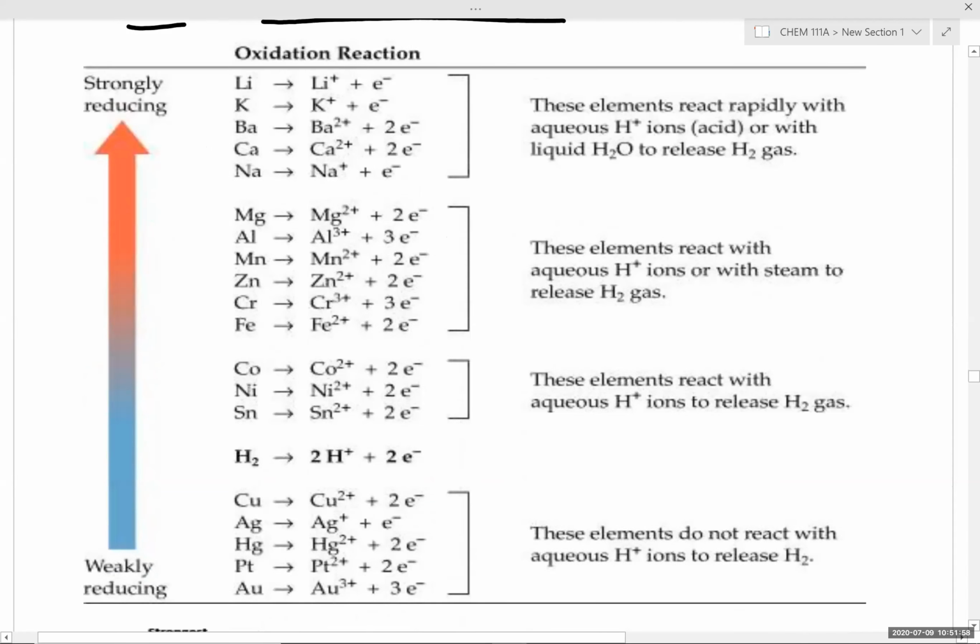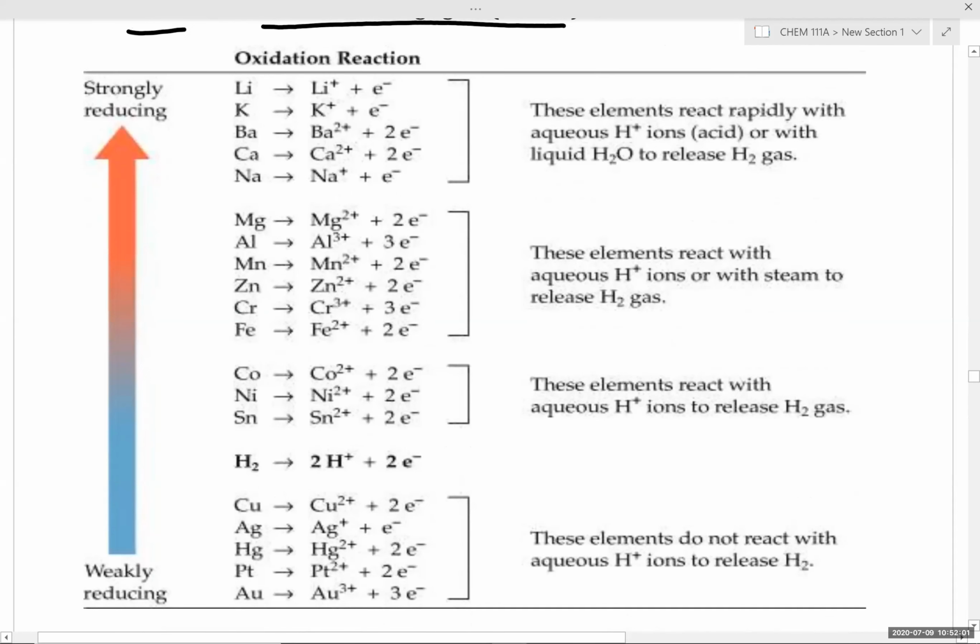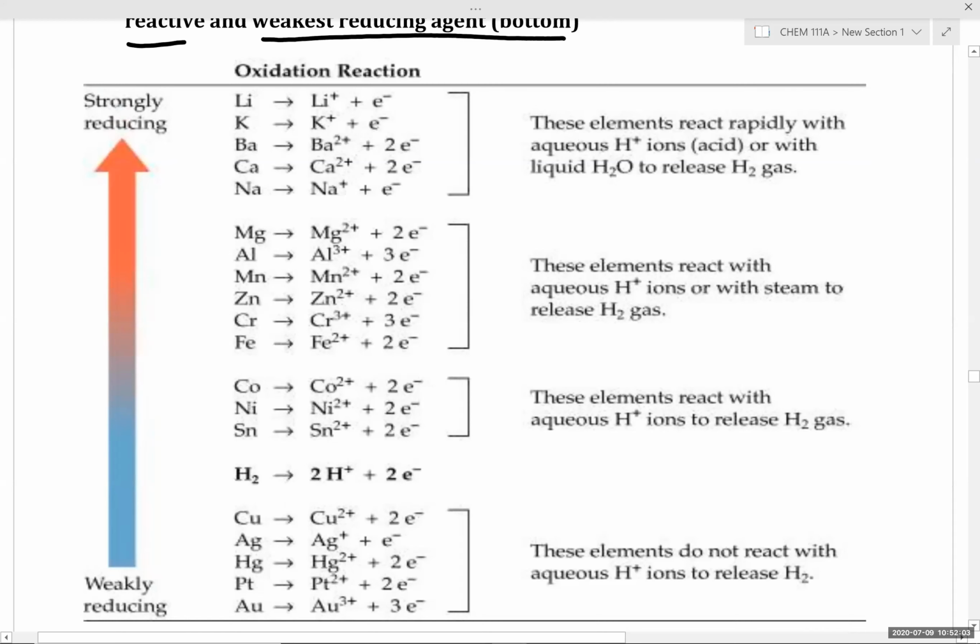Okay, so here's our ranking. You don't have to memorize this. You will have to know, if I give you this activity series table, what to do with it.